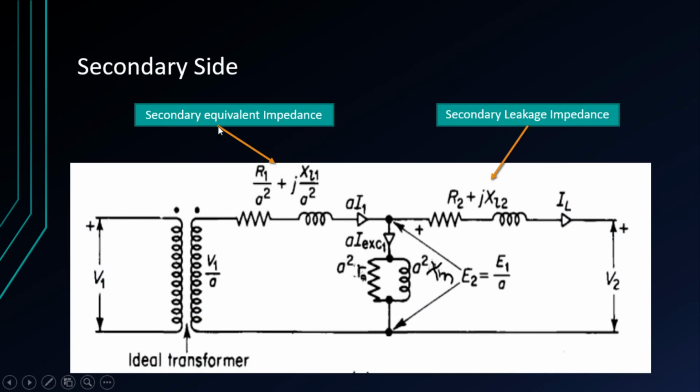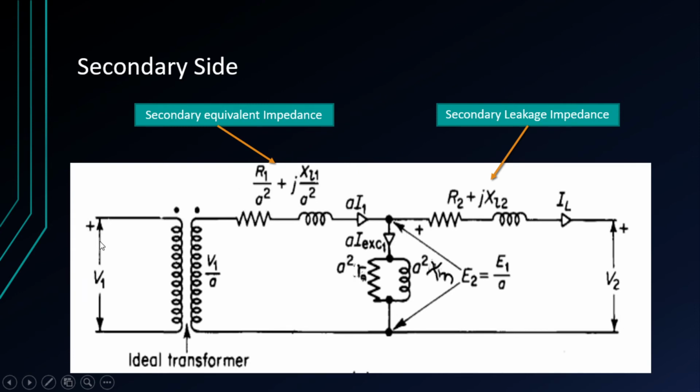Next, in the secondary side. So, we have here the secondary equivalent impedance. Same siya dun sa primary impedance. Ang pinagkaiba lang is dito, i-divide natin siya sa ohmic ratio na A squared. So, R sub 1 over A squared plus X sub 1 over A squared. So, in the secondary equivalent impedance, ginagamit natin yung R sub 1.